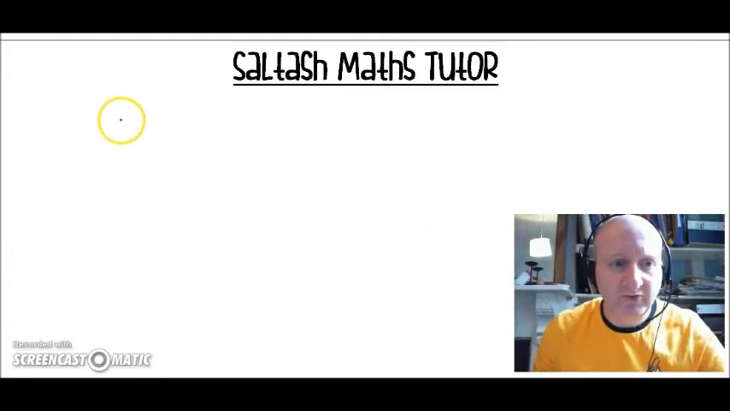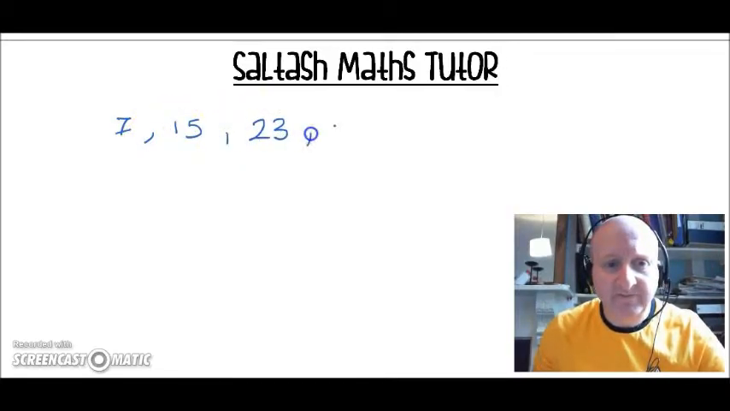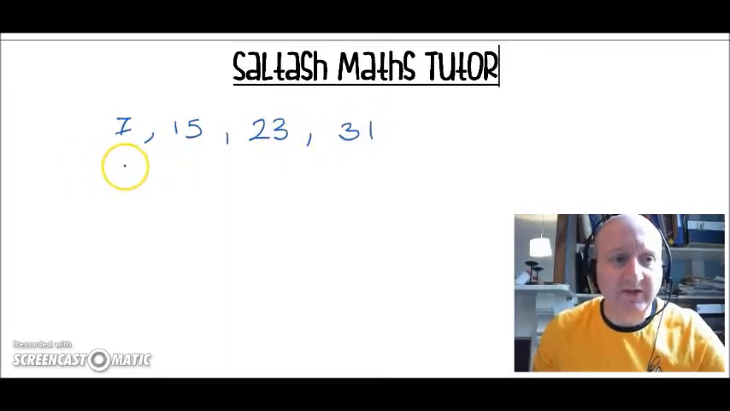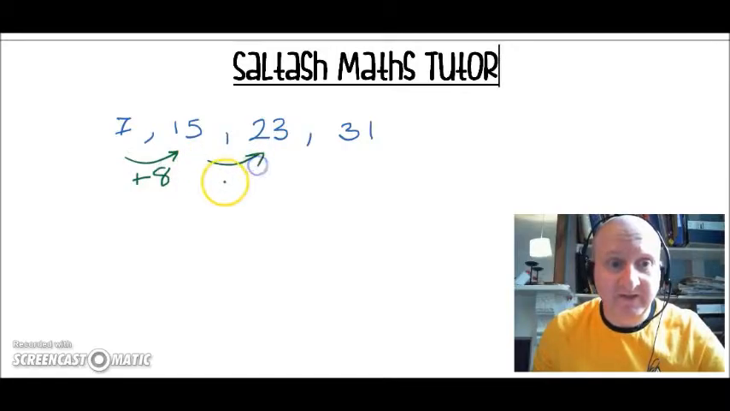Let's do another one. Let's now try 7, 15, 23 and 31. Let's give this one a go. Straight in, what's the difference? 7 to 15 is 8. I'm hoping that the rest are going to be like that. 15 to 23, yes, that is plus 8.